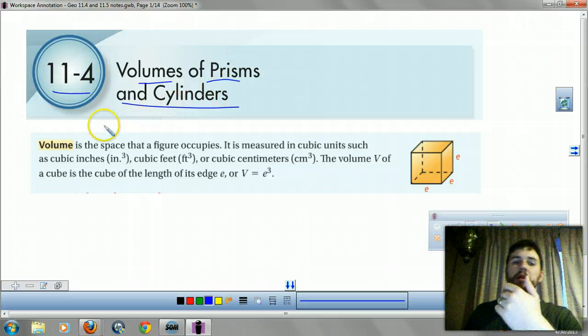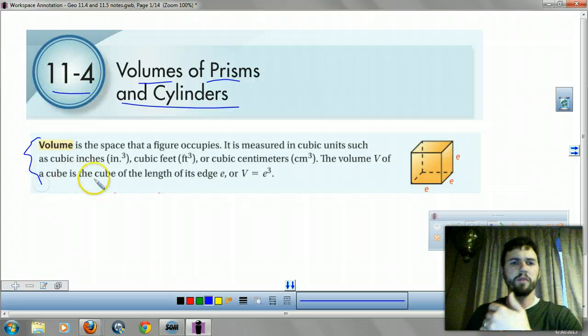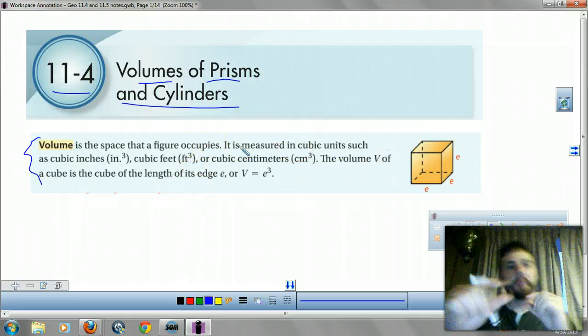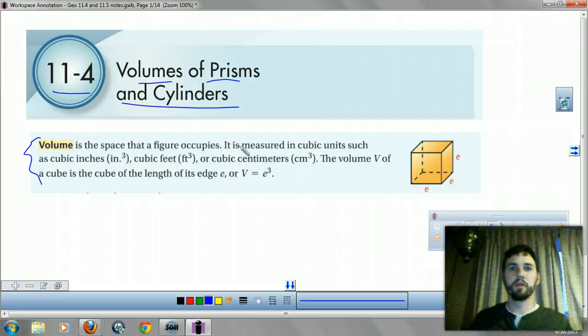Okay. For volume, we're going to be using cubic measurements. The reason is because it's cubes. How many cubes can I fit in that box? 1 cubic centimeter is a box that's 1 centimeter by 1 centimeter by 1 centimeter. So that's why we use cubic units.